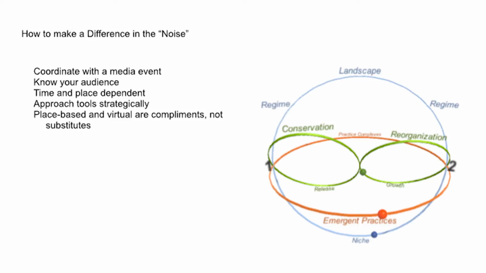To make a difference in the noise, we also have to realize these things are time and place dependent. Just because they're online doesn't mean we get away from that. So, how can we have many, maybe localized events that also have hashtags associated with them? This begins to teach us the value of approaching our tools strategically. You've got to have a plan. Just getting online isn't enough. You need to know your audience, you need to know who's out there, and you need to know how to reach them.